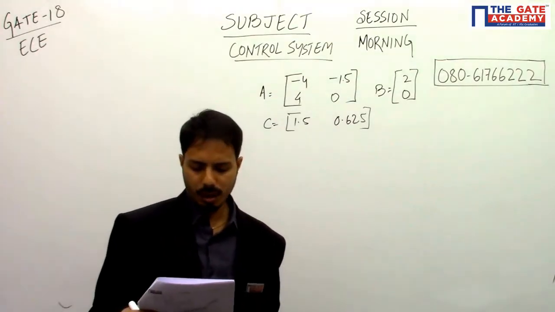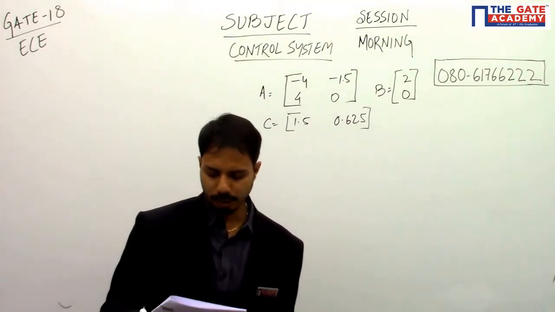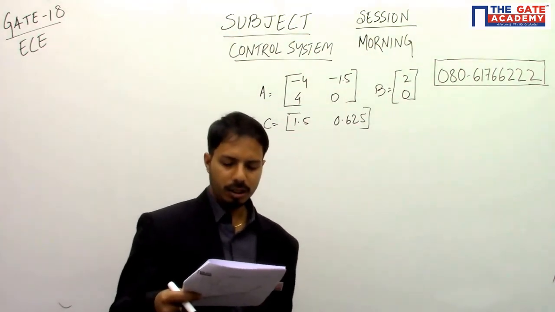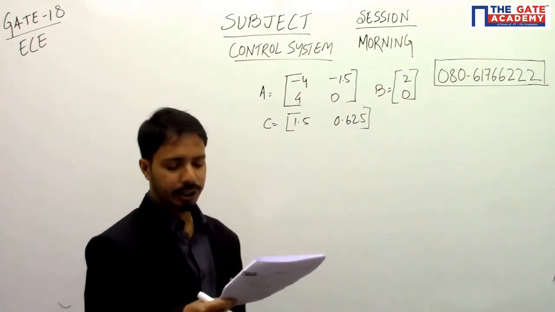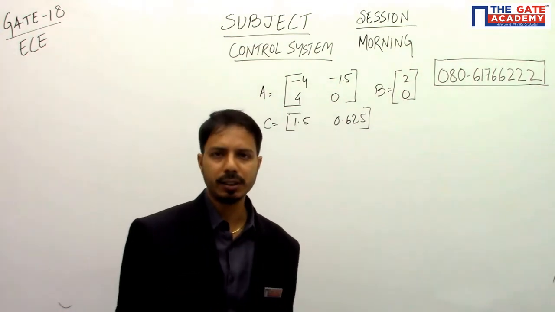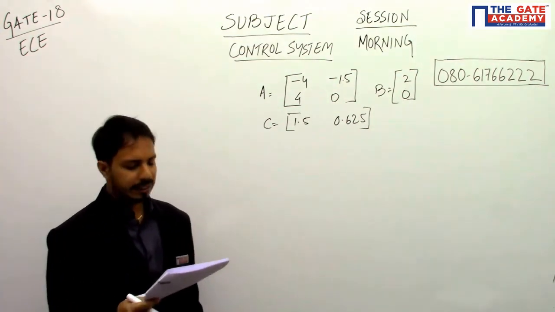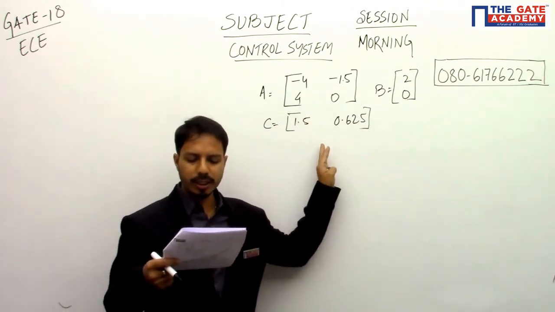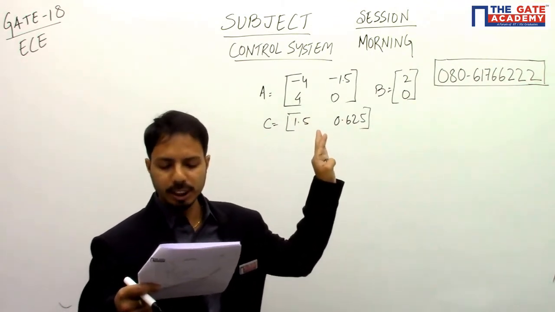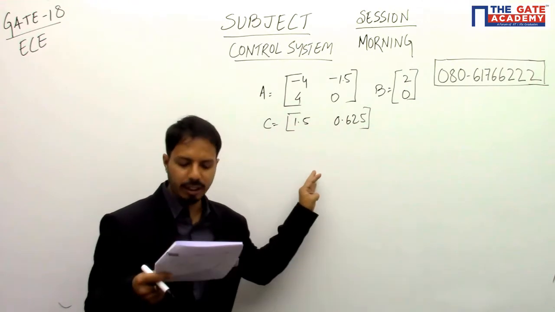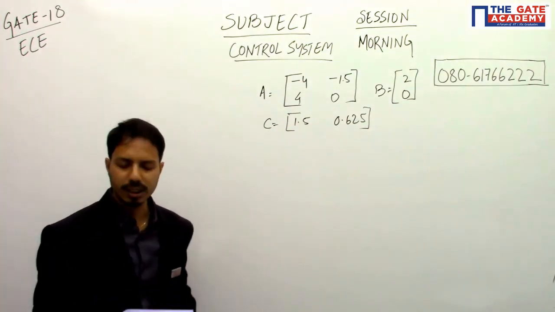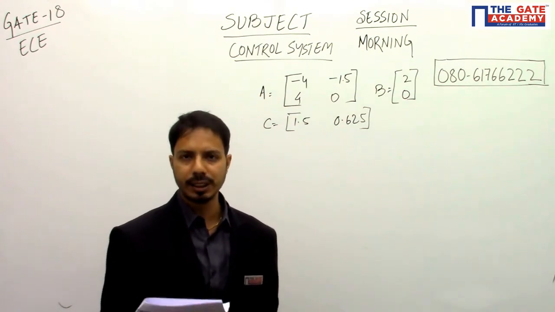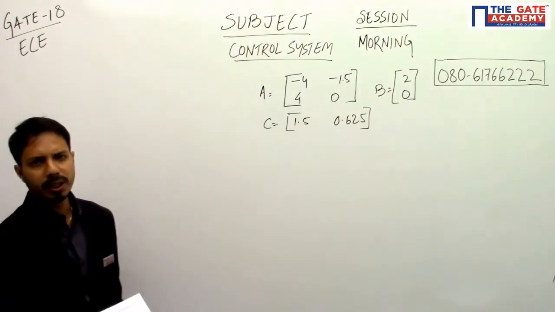Okay. So this question from EC again, in the morning session, there was a question from state space in control system. The question was something like, the ABCD matrix is given. That means the state space representation of the system is given, and they are asking what is the transfer function of the system. So there are four options in this particular question. So let us solve and see what will be the transfer function.